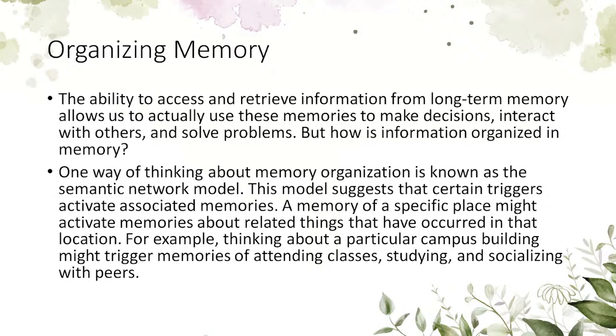One way of thinking about memory organization is known as the semantic network model. This model suggests that certain triggers activate associated memories. A memory of a specific place might activate memories about related things that have occurred in that location. For example, thinking about a particular campus building might trigger memories of attending classes, studying, and socializing with peers.